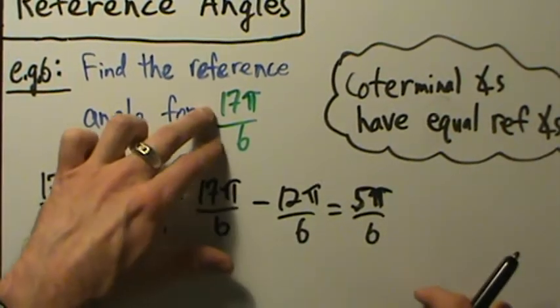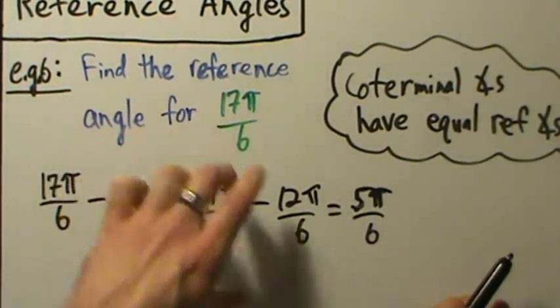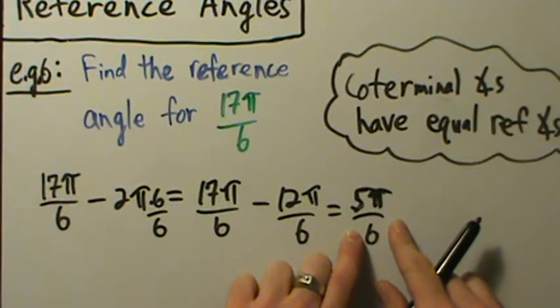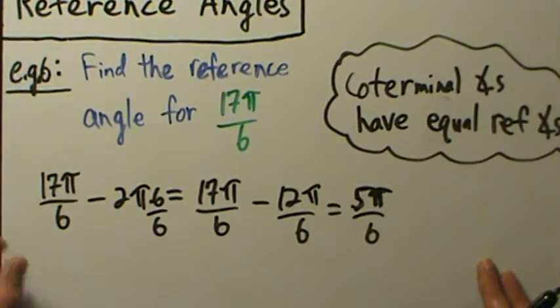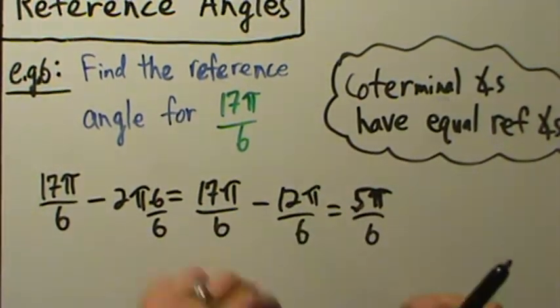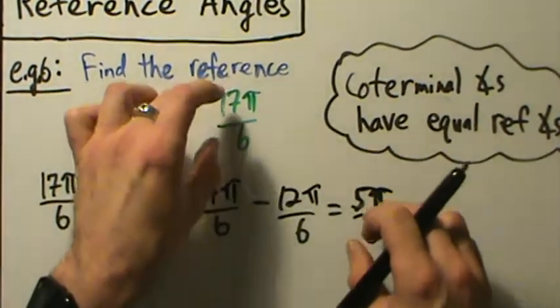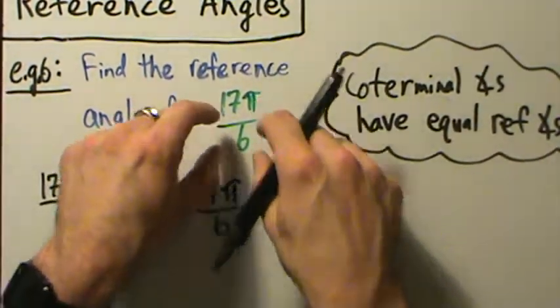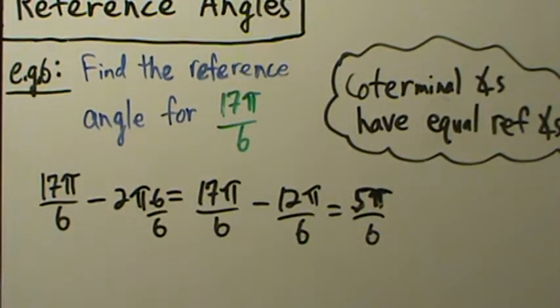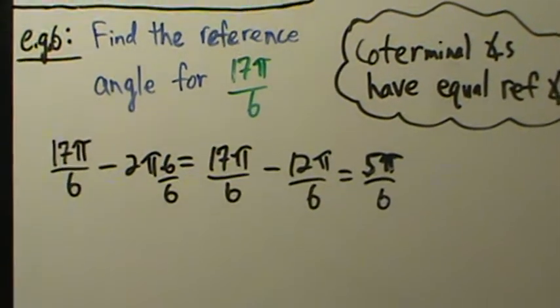So 17 pi over 6 is not between 0 and 2 pi, but 5 pi over 6 is, and 5 pi over 6 is coterminal with this guy. So all we have to do is find the reference angle for this guy. And since these two guys are coterminal, they have the same reference angle. So find the reference angle for this, then automatically we have the reference angle for this. And we'll draw a picture of all this too. So anyway, speaking of drawing pictures, that's our next step.